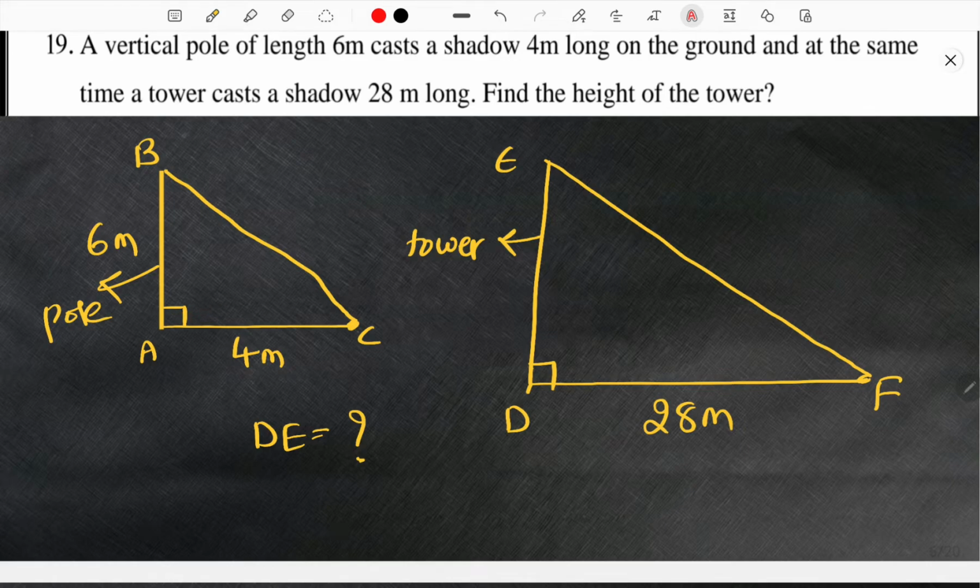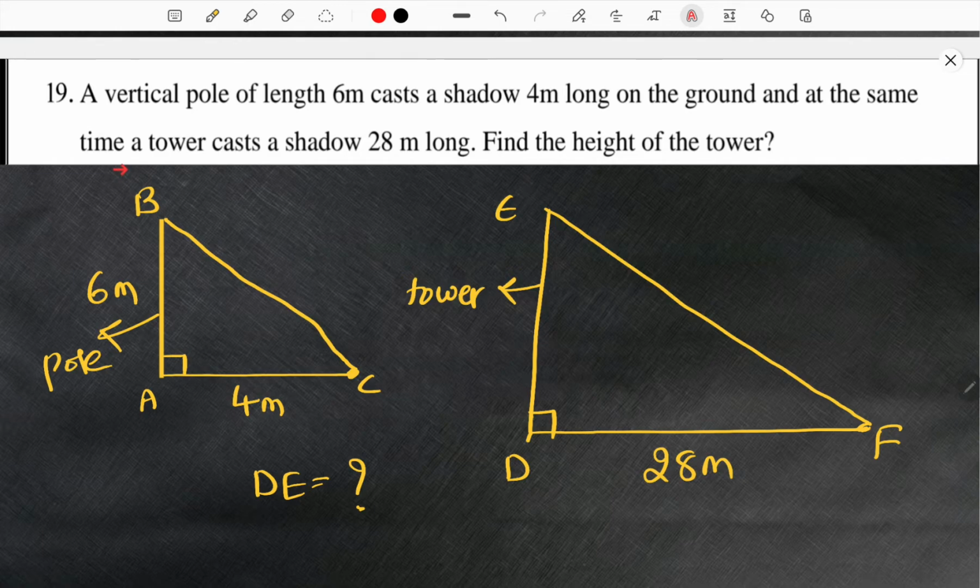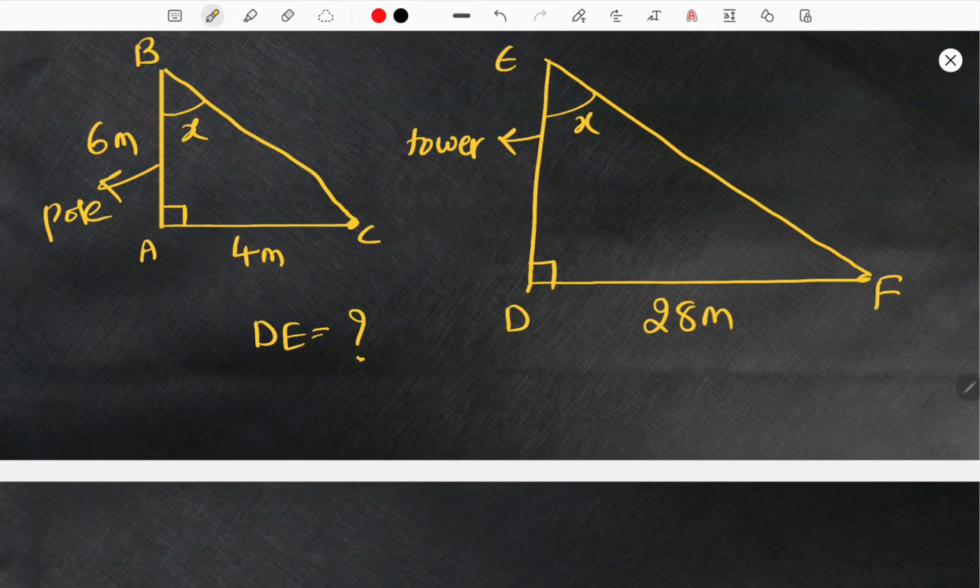Now look at this. This is 90 degree, this is 90 degree. At the same time, they are mentioning that the rays of the sun must be falling at the same angle. Look at this. This angle and this angle, they must be the same. If this is X, even this has to be X. Are you understanding my point? So this is 90, this is 90, this is X, this is X, which means by AA similarity, these triangles are going to be similar to each other. Are you understanding my point? So I will write here, in triangle ABC and triangle DEF.